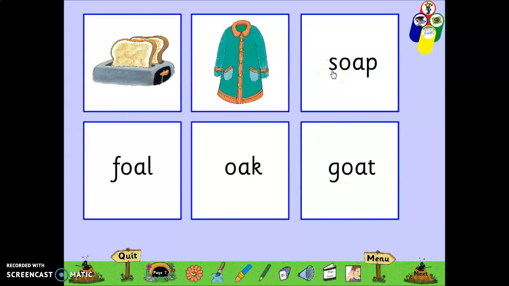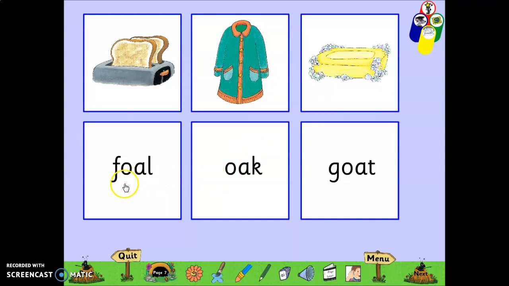We have S, O, P. S, O, P. Right, what do you think it is? Well done, it's soap. Excellent work. Right, we have 3 done and 3 to go.